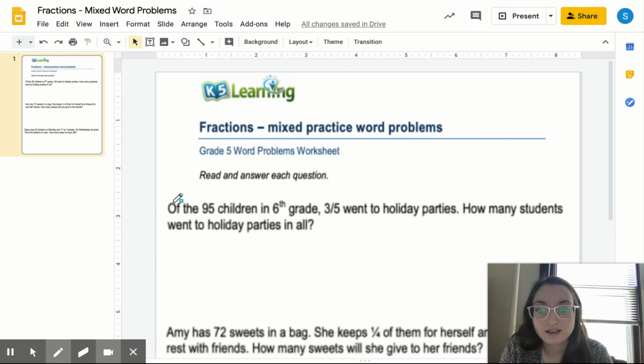So it says, of the 95 children in sixth grade, 3/5 went to holiday parties. How many students went to holiday parties in all? Okay. So let's see, what are they asking us? How many students went to holiday parties? We know 3/5 of the students went to holiday parties. So we need to figure out how many that is. 3/5 of our students.